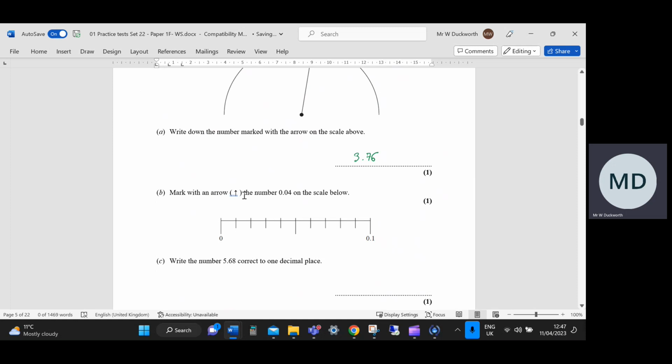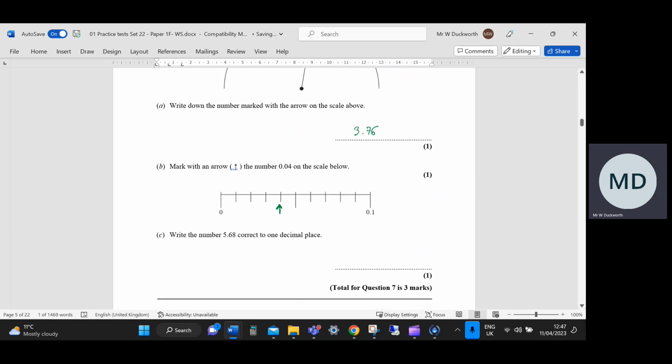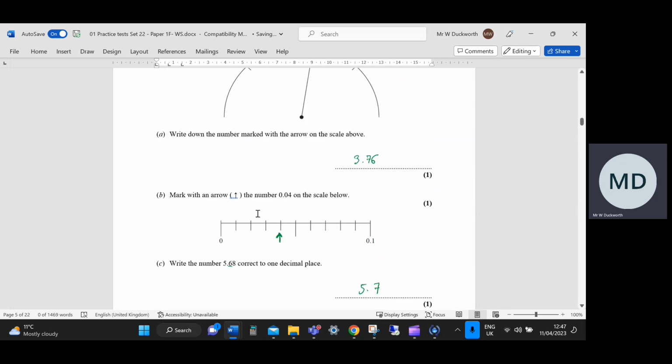Okay, with an arrow, mark the number 0.04 on the scale below. So midpoint again would be 0.05. And we're going 1, 2, 3, 4. So our arrow should be pointing to that point there. Write the number 5.68 correct to 1 decimal place. So if we round it to 1 decimal place, we're rounding to that value. The number behind it is greater than 5, so that would become 5.7. Okay, and that's it for that page.